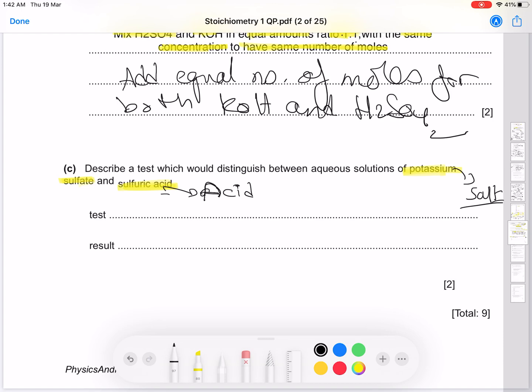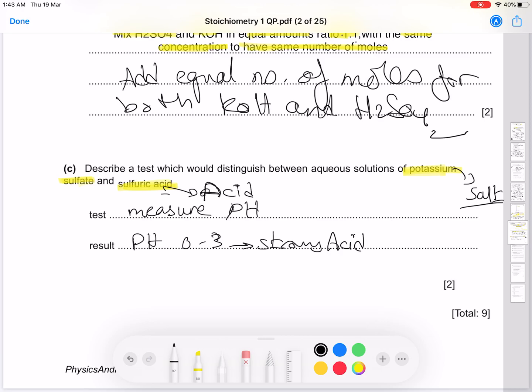The simplest test that you can choose, there are actually multiple tests that you can use, but the simplest one is just to measure the pH, right? I will find the pH of a strong acid would be between 0 and 3. This indicates this is a strong acid, which is the sulfuric acid.